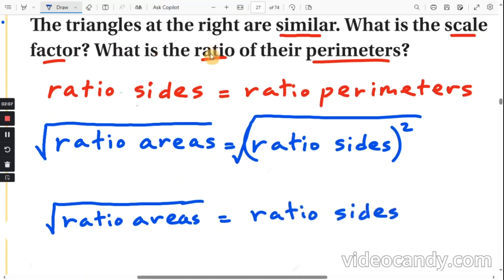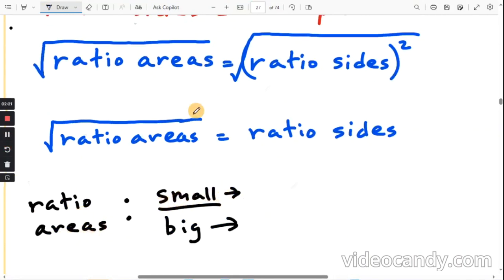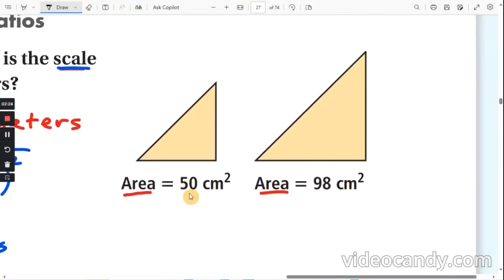All right, so that's what we're looking for, the scale factor. That's the ratio of the sides. So let's do the ratio of the areas and take the square root. For the ratio of the areas, let's put the smaller one in the numerator. They gave us the areas. The smaller one is 50, and the larger one is 98. They're both in centimeters squared.